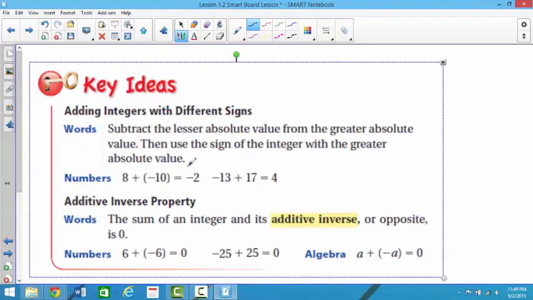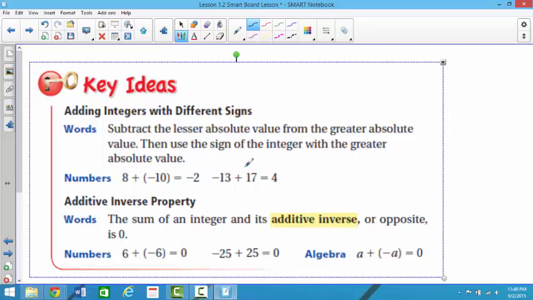Now, not all of our problems are going to be adding integers with the same signs. There are also going to be some problems with adding integers with different signs, and this is when it gets a little bit more challenging, just like you might have noticed on the activity that we did. When you're adding integers with different signs, you subtract the lesser absolute value from the greater absolute value. Unlike regular addition of positive numbers, you're not actually adding, you're subtracting.